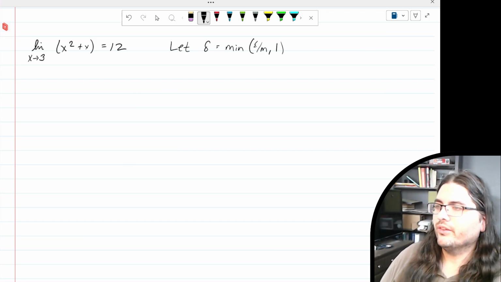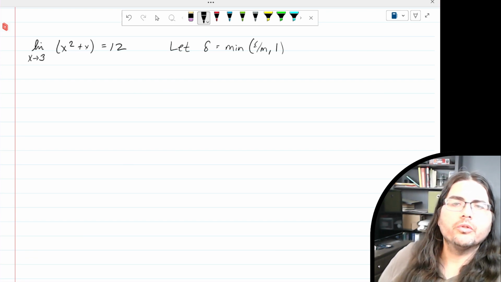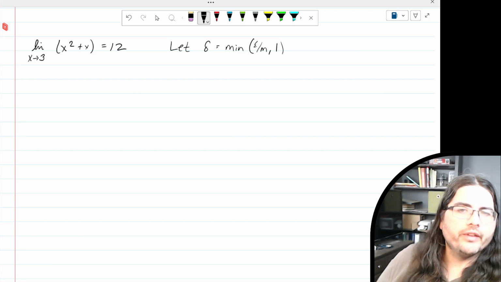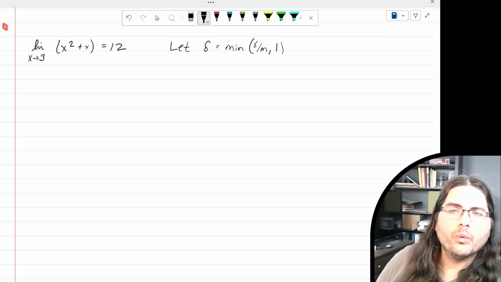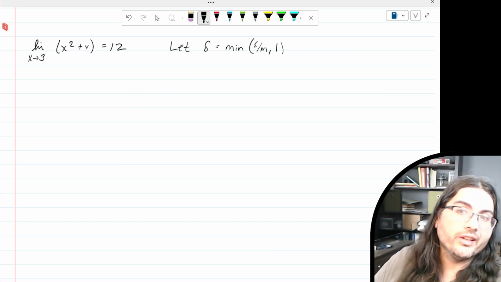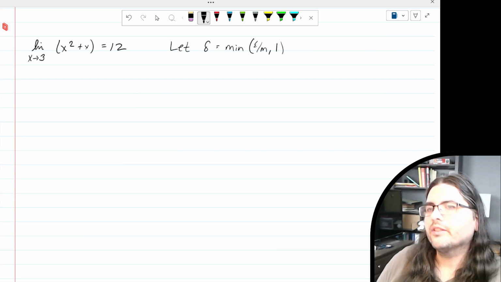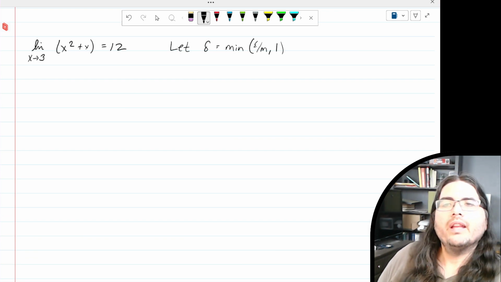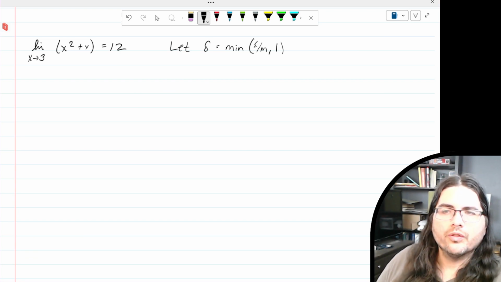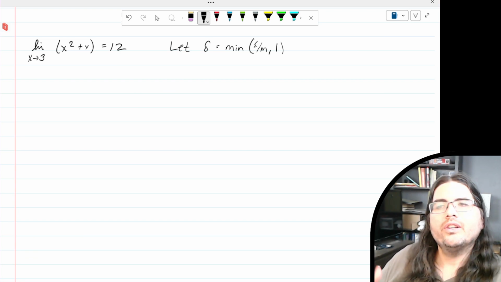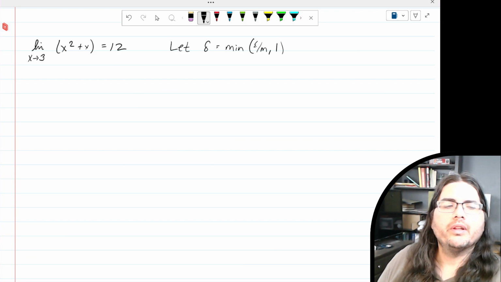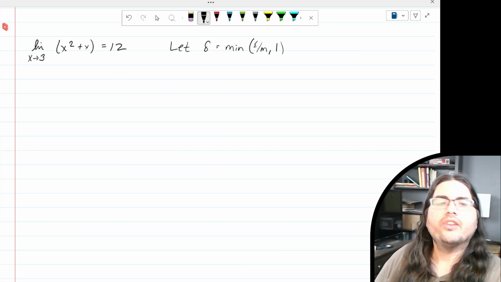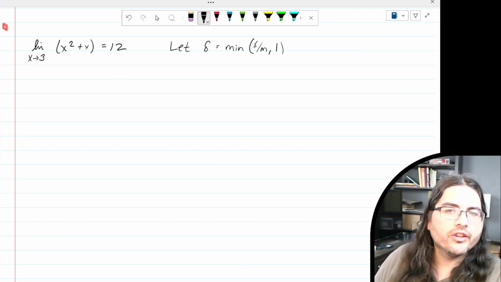This is calculus. I'm looking to prove the formal definition of this limit, the limit as x approaches 3 of x squared plus x, and I want that to be equal to 12. And I know it is equal to 12, but I need to prove it. I'm letting delta be this weird minimum of epsilon over m and 1, and you're going to see that this is going to come into play in two different places as I set up the formal definition of this limit.